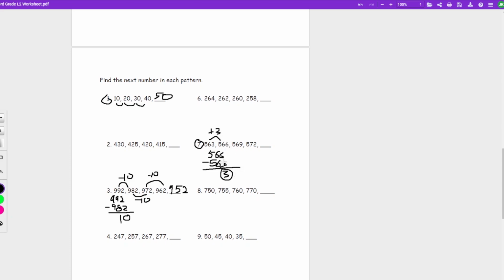And I don't have to subtract because I can obviously see, well, 6 plus 3 is 9. So this is also plus 3. And 9 plus 3 is 12. And, well, we can see that. So that's also plus 3. So because I know that every single number has gone up 3, I can assume that this next number is also going to be plus 3. So 572 plus 3 is 575.